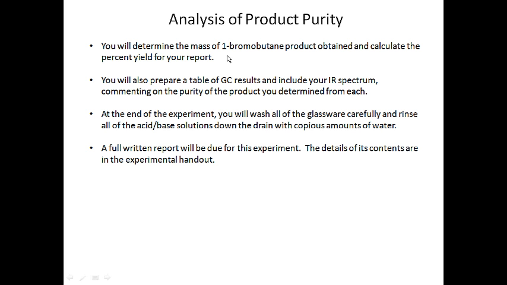Okay. Now, when you're all said and done, you're going to determine the mass of your bromobutane product and calculate the percent yield. After you get the GC results, you're also going to prepare a table of GC results. You're going to include your IR spectrum, label whether the OH peak was there or not, and then use that to prepare your discussion of purity of the final product.